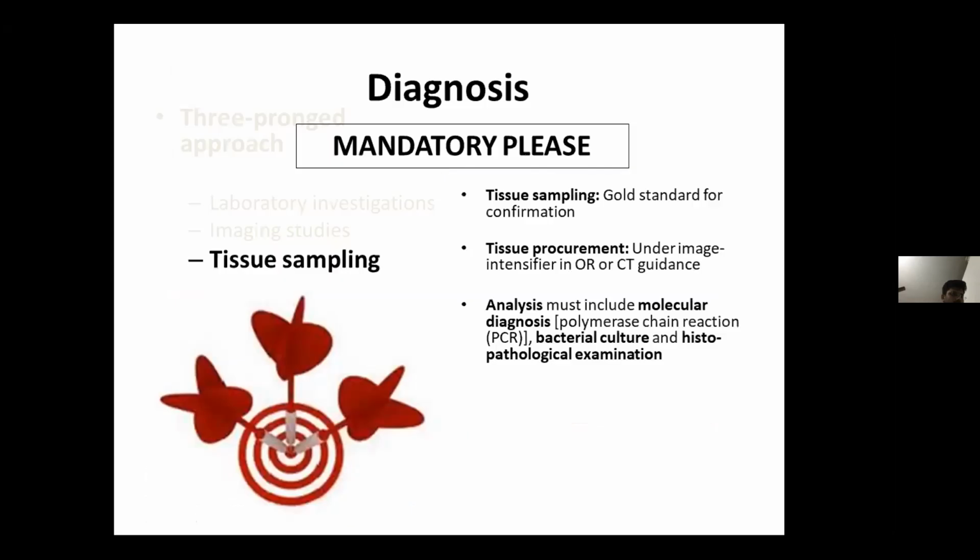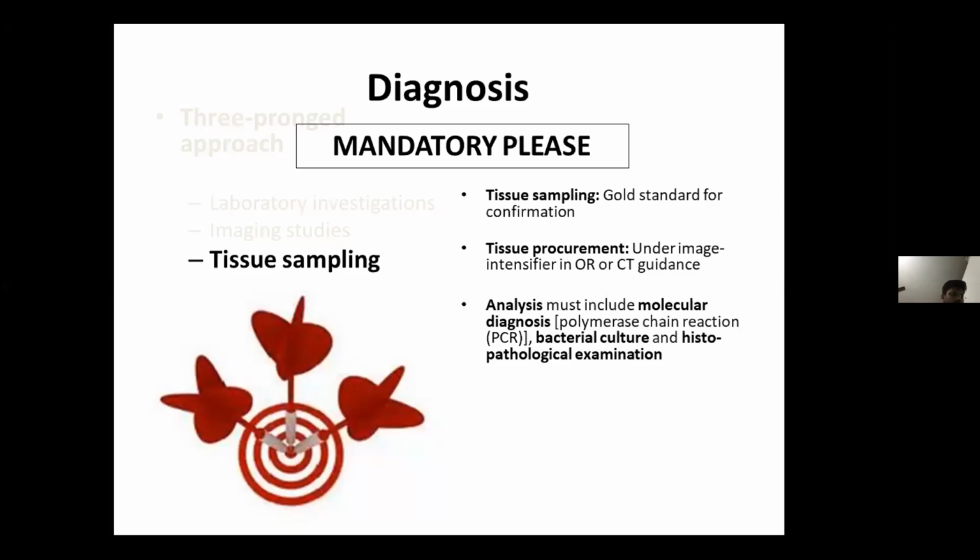Diagnosis, the third prong, is tissue sampling. At this point, tissue sampling is mandatory in all patients before starting empirical antibiotic therapy or anti-tubercular therapy. In tuberculosis, there is a high increase in drug-resistant tuberculosis coming up, and tissue sampling is a definite need before the inception of anti-tubercular therapy in these patients.